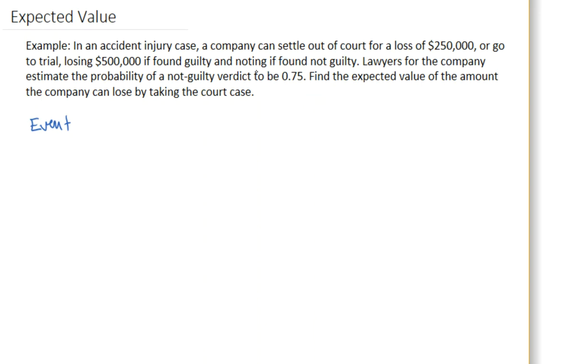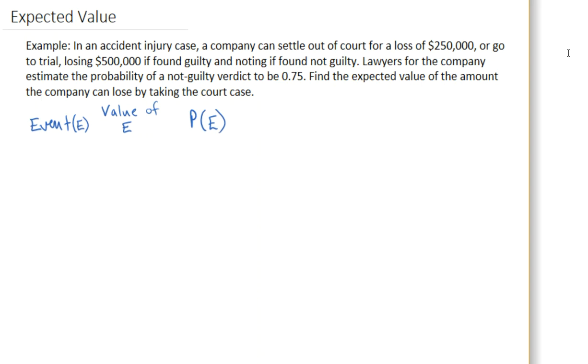So you have the event, and then you have the value of the event. Instead of writing event out every time, I'll use just an E. So the value of E, or the value of the event occurring. The next column we want to make is the probability of the event. I write that using our probability notation, P of E.